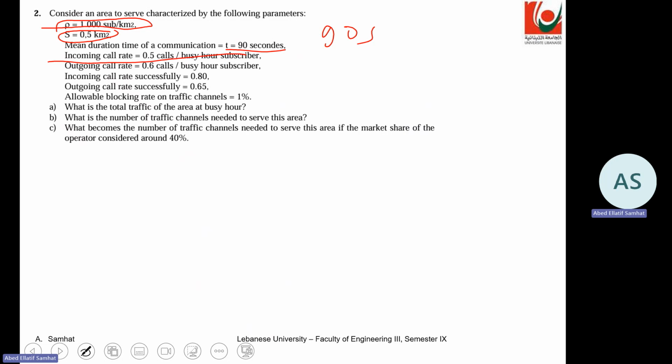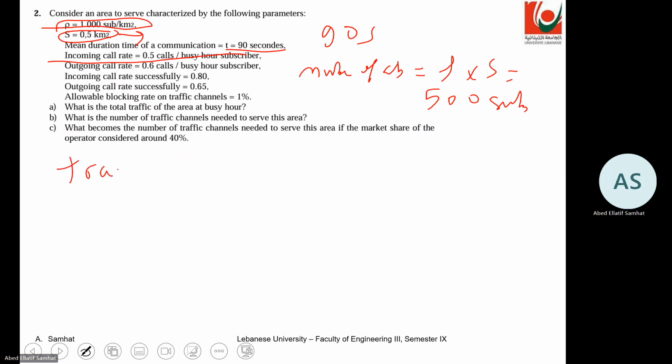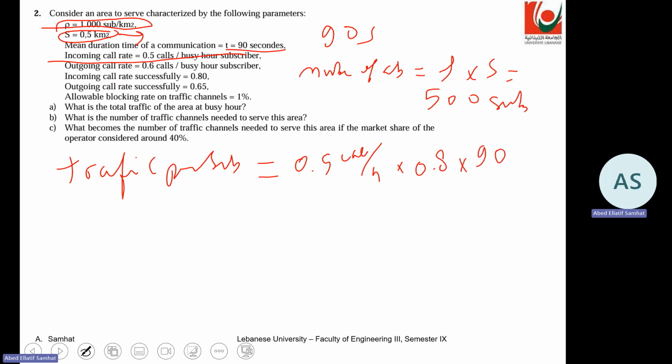So here we want to find the total traffic. The number of subscribers is equal to rho times S. It will be 500 subscribers, because we have half a square kilometer and 1,000 per square kilometer. Let's see the traffic per subscriber. For the incoming call, we have a rate lambda of 0.5 calls per hour times the success rate of 0.8, times 90 seconds over 1 hour, which is 3,600 seconds, during the busy hour.